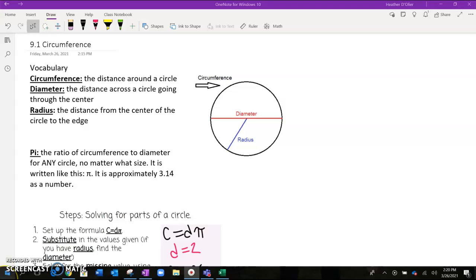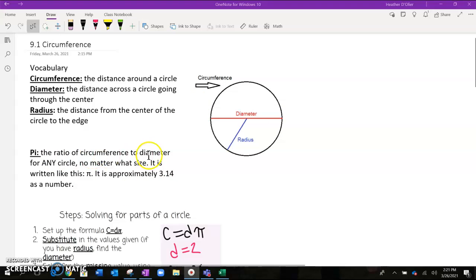So first of all, there are four important words we really need to know. Circumference, that's the distance all the way around the circle. It's like the perimeter of the circle. Diameter, that's the distance across a circle going through the center, end to end. It's the long one. Radius, that's the distance from the center to the edge of the circle. And if you notice, that's half of the diameter. That's really important. And then we learned about pi.